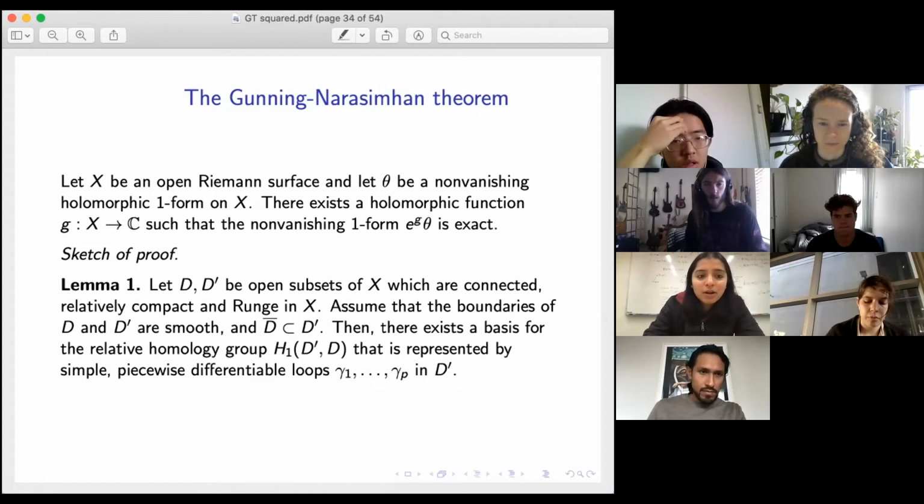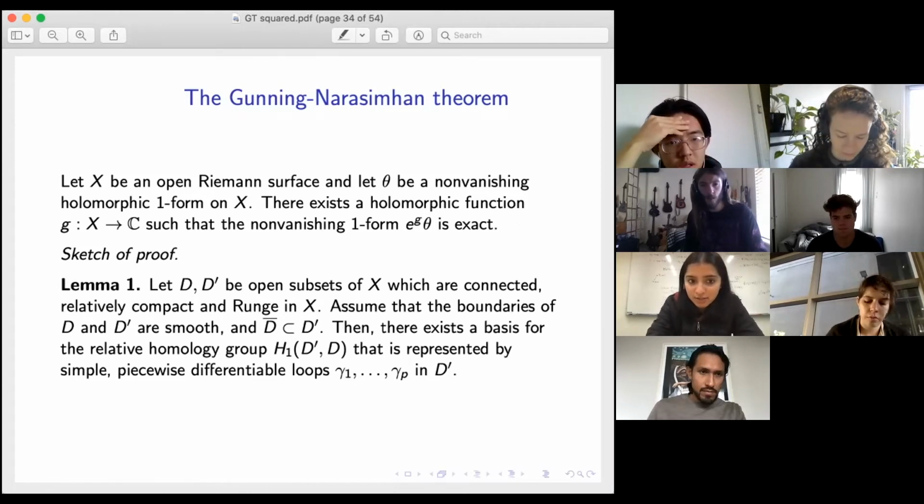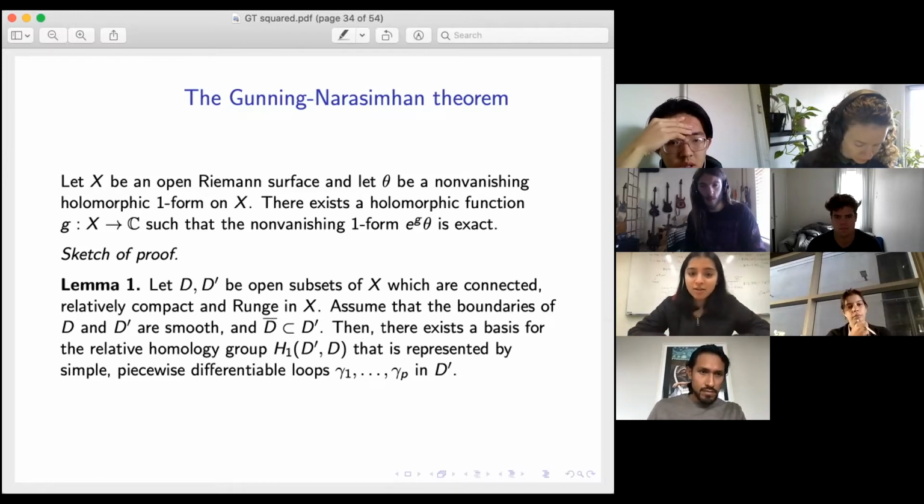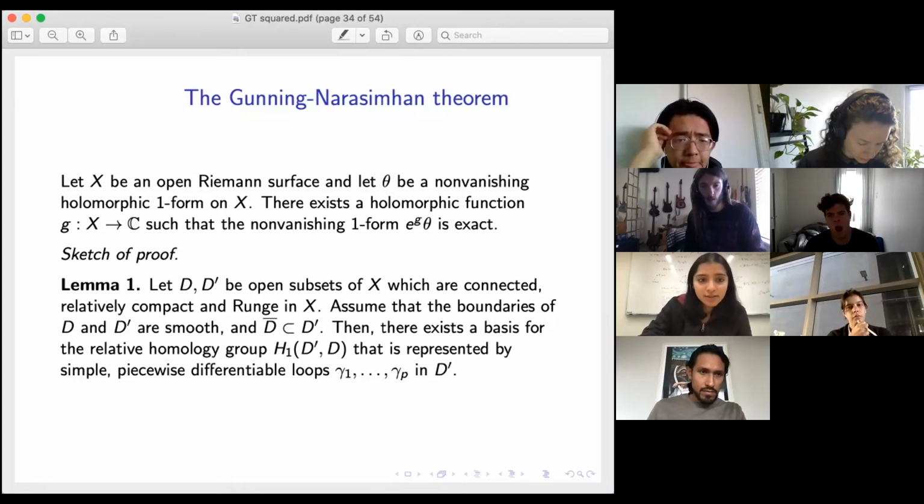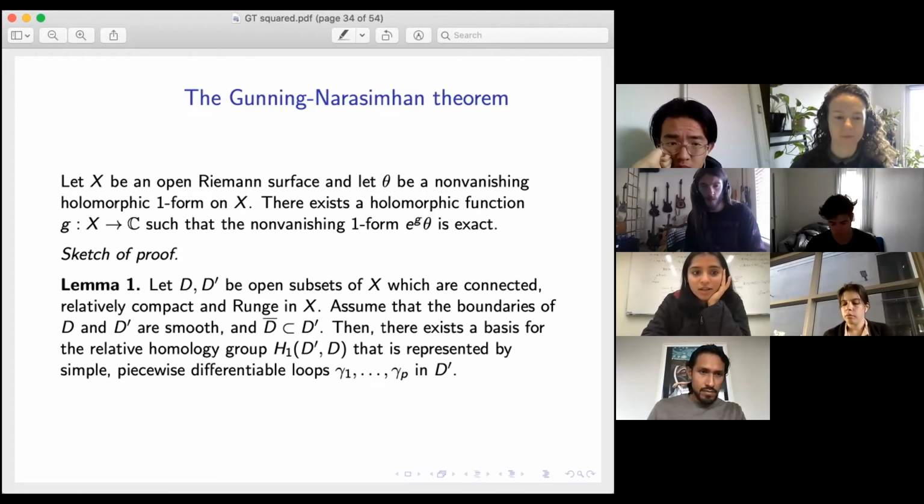Okay, let D and D prime be open subsets of X, which are connected, relatively compact, and Runge. Runge means that the complement does not have any compact connected components. Okay, so there are no holes. Now, assume that the boundaries of D and D prime are smooth and that the closure of D sits inside D prime. Then there exists a basis for the relative homology group H1(D prime, D) that can be represented by simple piecewise differentiable loops gamma 1 through to gamma p in D prime.